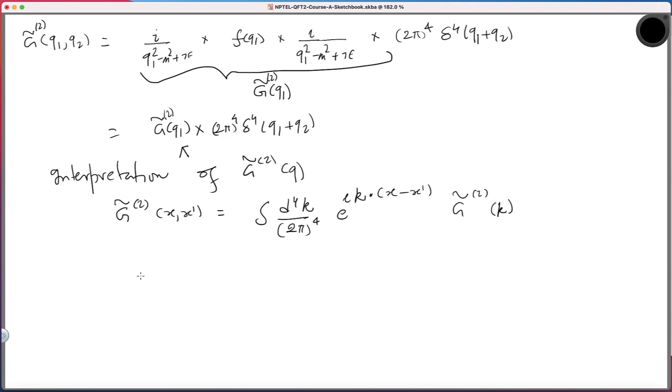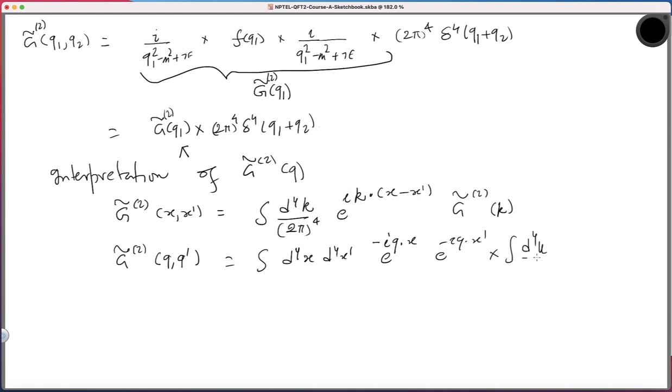Now also, if you look at the Fourier transform involving both the variables, transforming both x and x prime, then it was defined to be the integral d4x d4x prime e to the minus i q dot x e to the minus i q dot x prime, times g of x1 x2, but that I will substitute from here. So instead of g tilde 2 of x x prime, I will just substitute this. So this is integral d4k over 2 pi to the 4 e to the i k dot x into e to the minus i k dot x prime times g tilde 2 of k.